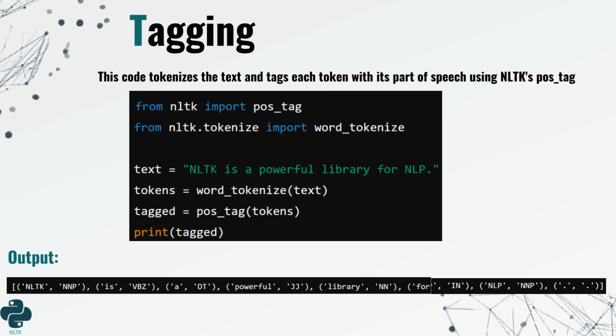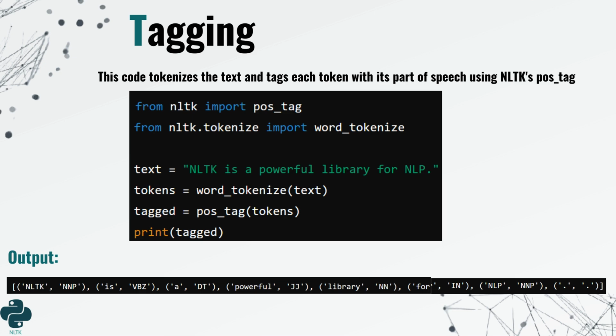Now for each token, it will do the tagging. So now here you can see the output. I printed the output, and you can see where NLTK is NNP, the verb is VB, A is a DT, and powerful is a JJ. These are the short forms. Okay, so you can better search about it.